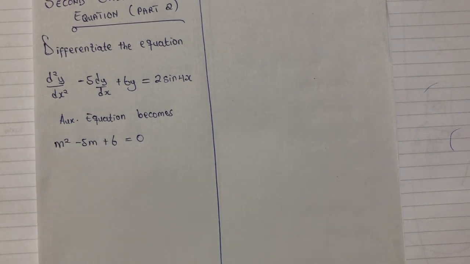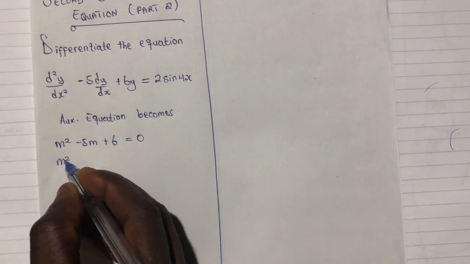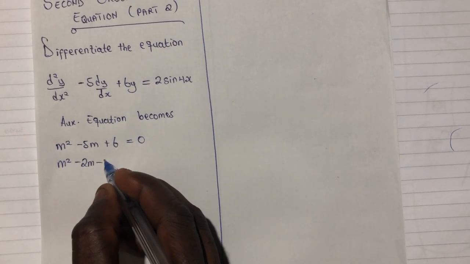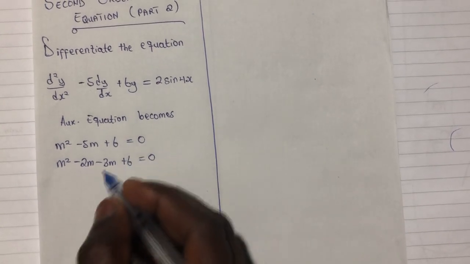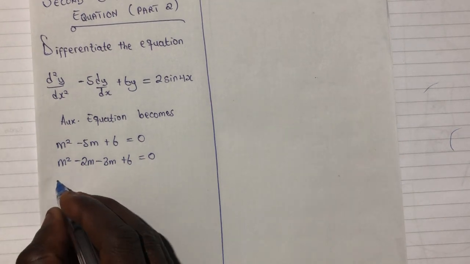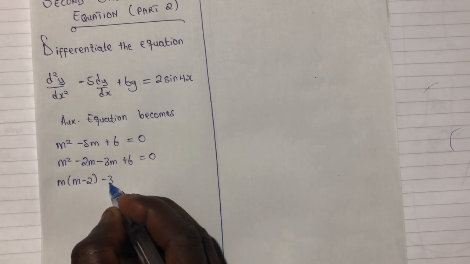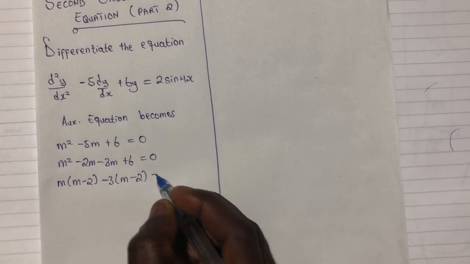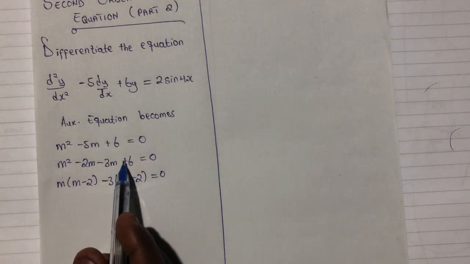To solve this, I just need to factorize it. This is going to give me m squared minus 2m minus 3m plus 6 equals 0. When I factorize m squared minus 2m, I get m outside, m minus 2, minus 3 outside, m minus 2 equals 0. When I multiply this, I generate this, and when I multiply that, I get that.